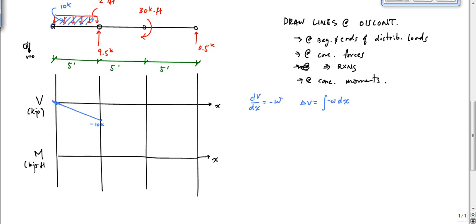Okay, I feel like I've done this example somewhere. I've done so many stupid shear moment diagram problems. This looks really familiar, all these numbers.